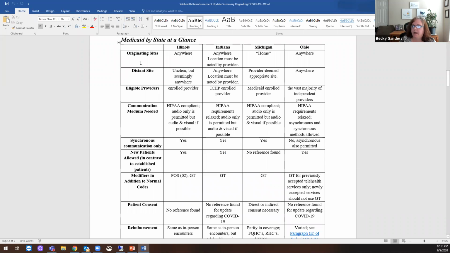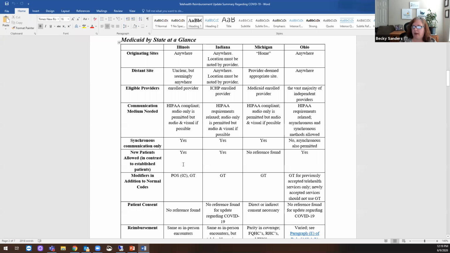Where can the patient be? Here we see the originating sites. The distant site is where the provider is at. And then what type of eligible provider, and each state has some language. They have to be enrolled with their individual state Medicaid program to be eligible. Right now, you see all the HIPAA requirements being relaxed across all 4 states. And synchronous communications, and you see Ohio is allowing asynchronous, which would be kind of like if you take a picture of a wound and send it for analysis, and then they come back and tell you about it later.